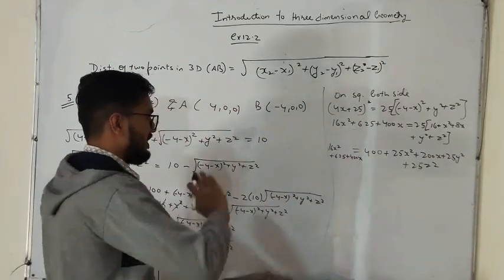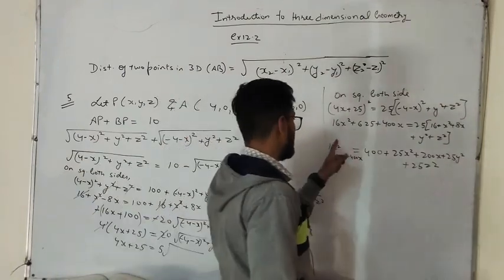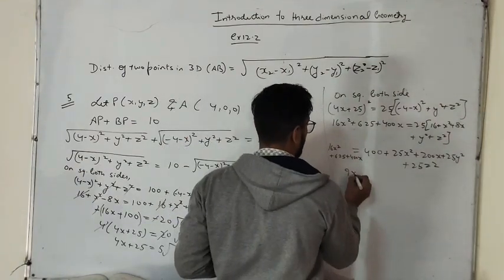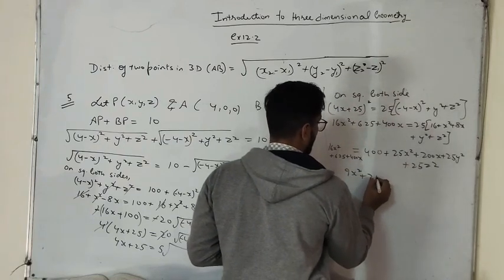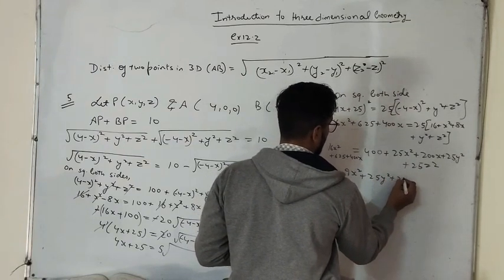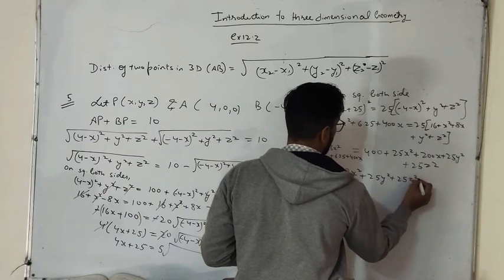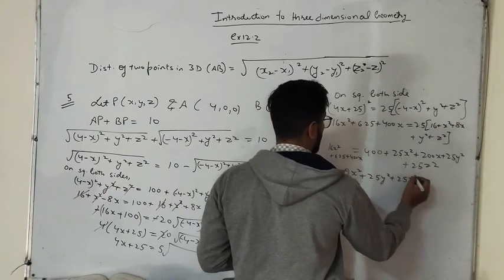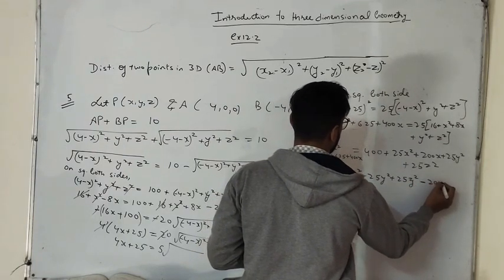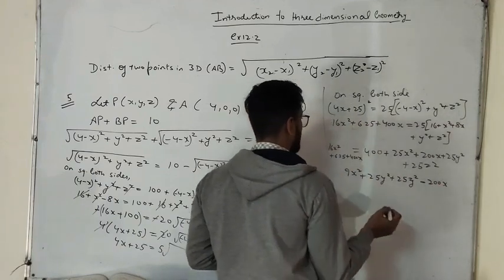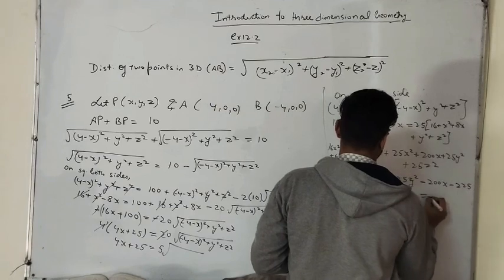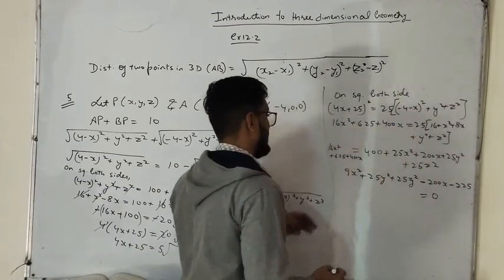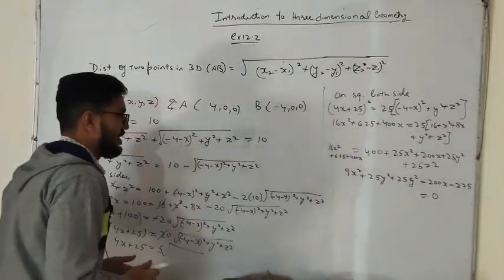Now take everything to one side. So 25x square minus 16x square is 9x square, right? Plus 25y square plus 25z square, 200x minus 400x is minus 200x, 400 minus 625 is minus 225 is equal to 0. So this is the required equation, that is our answer.